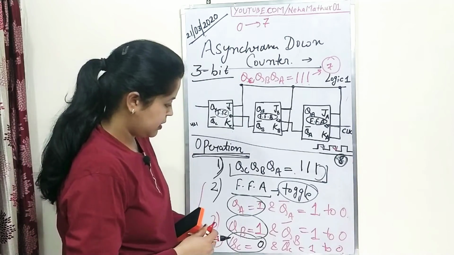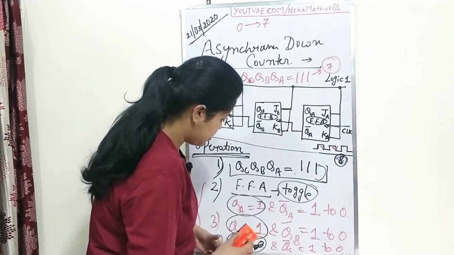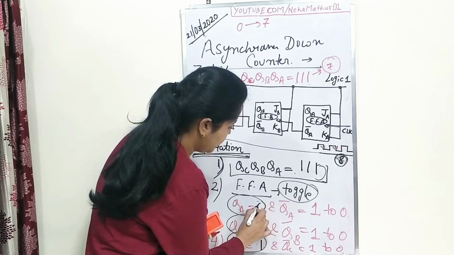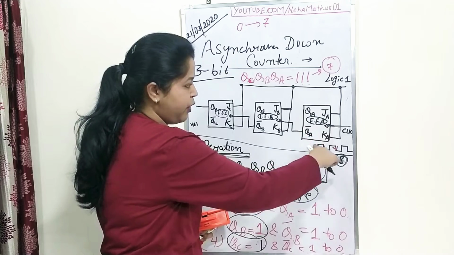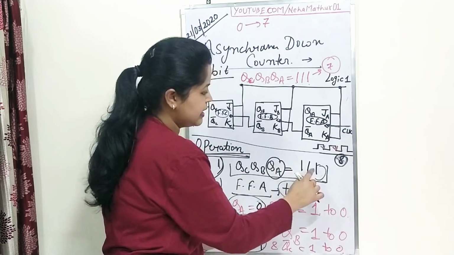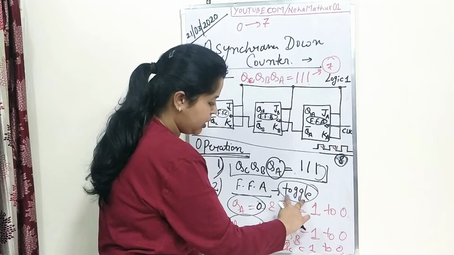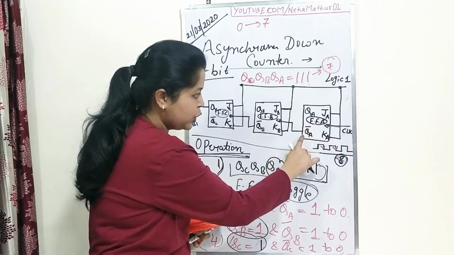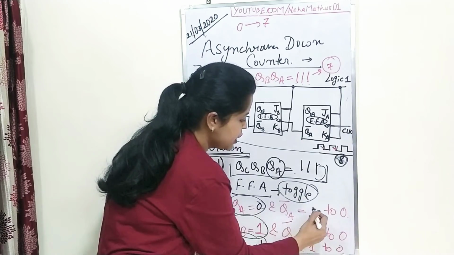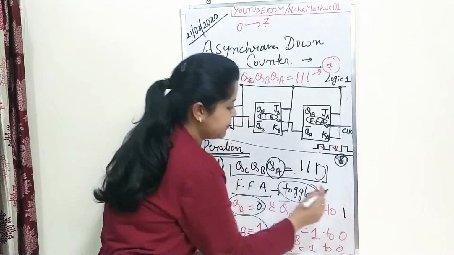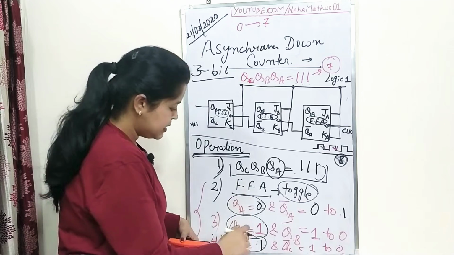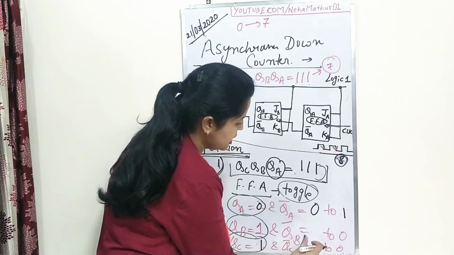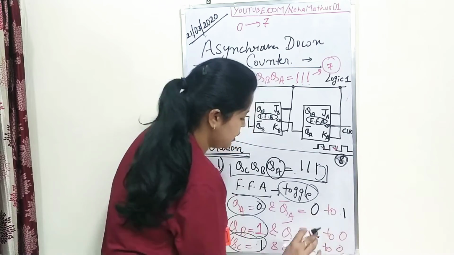Fine. And as these three are 1, 1, 0, that means 1, 1, 0. Since this flip-flop is set, QA is 1, and because of toggle it will become 0. Since QA will be 0, QA bar will change its state from 0 to 1. Similarly, QB is equal to 1 and QB bar will change its state from 1 to 0.